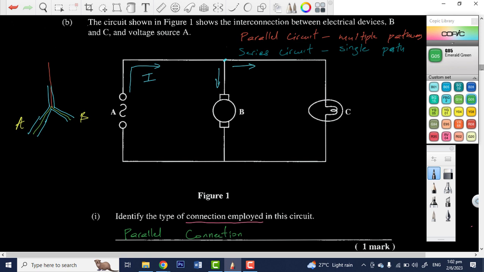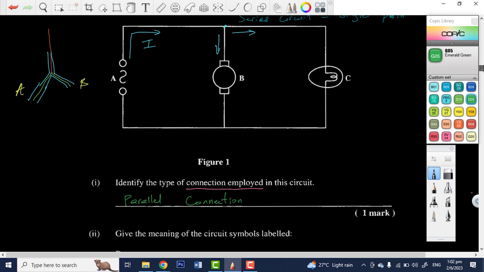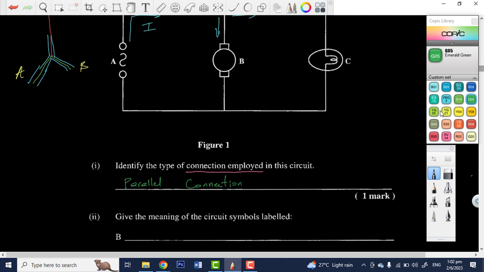Okay? So this would represent a parallel connection. So B and C are connected parallel to each other. Okay? Good?